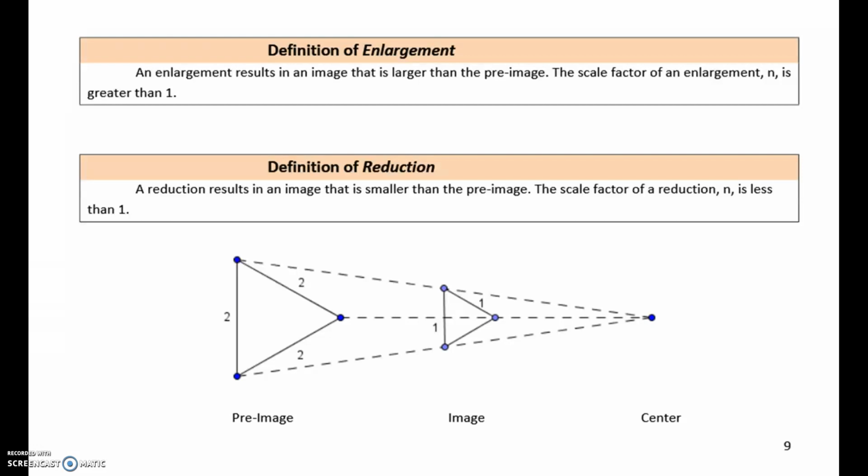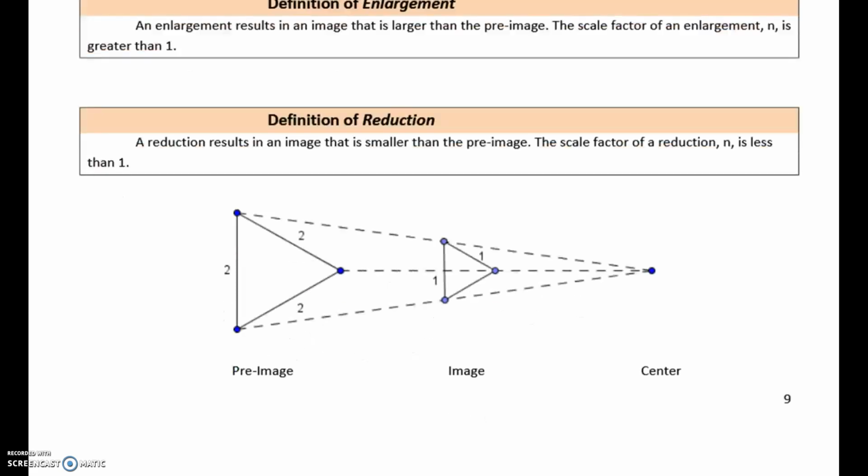Whereas a reduction is where we shrink our image. It gets smaller. Therefore, our scale factor is going to be less than 1 because in our ratio, image over pre-image, the smaller number is in the numerator, making it less than 1.